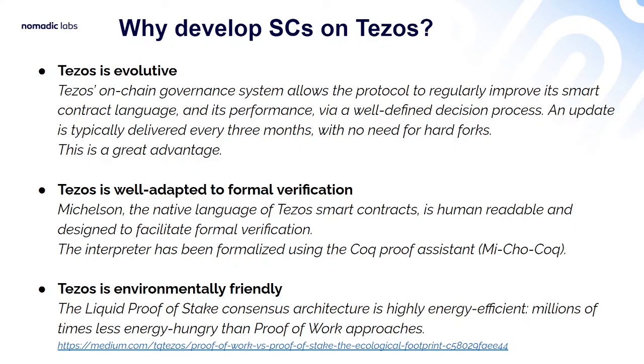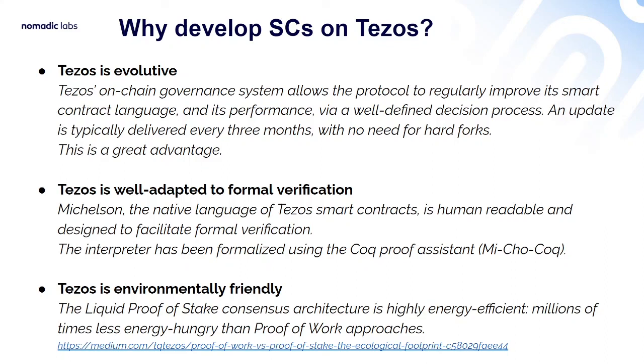So why do we want to develop smart contracts on Tezos? There are three main reasons to keep in mind. The first one is that Tezos is evolutive. Its on-chain governance system allows the protocol to regularly improve its smart contract language and its performance through a well-defined decision process. Basically, we have an update approximately every 3 months with no need for hard forks. This is really a great advantage.